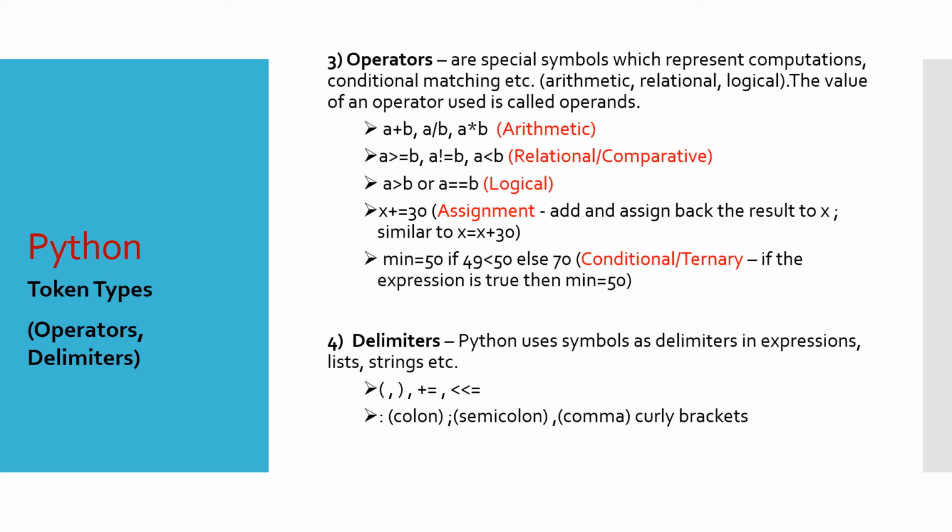The fourth one is delimiters. These are very common. Again, most programming languages use similar expressions, strings, etc. So open brackets, comma, close bracket, plus equal to, less than equal to, all those symbols you've seen in the operators are there. The colon, semicolon, comma, and curly brackets are also very important parts of this token type as well. This is a delimiter example. You will see more when you start writing complex programs using delimiters.